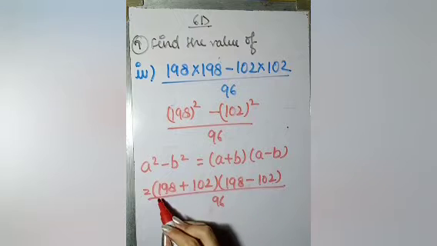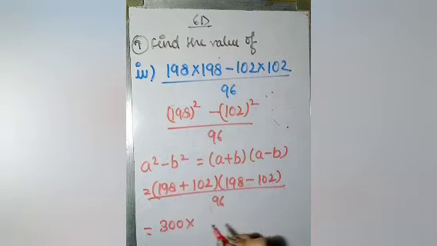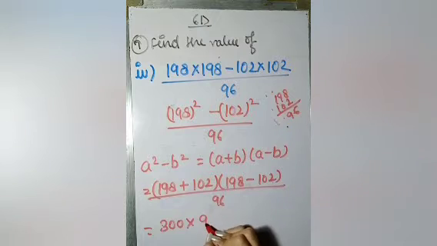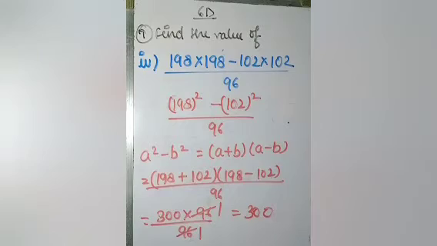Now 198 plus 102 will be 300. It is 300 into 96 upon 96. See, 96 ones are 96, 96 ones are 96. So the answer is 300. This is a very easy way of solving the questions.